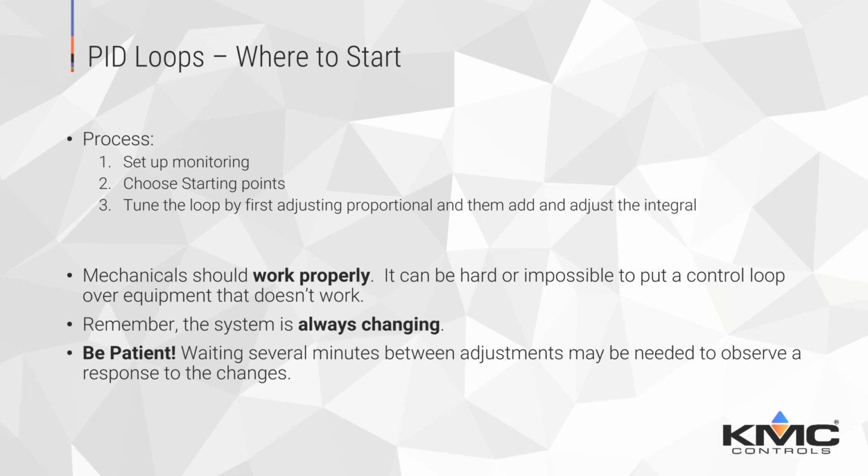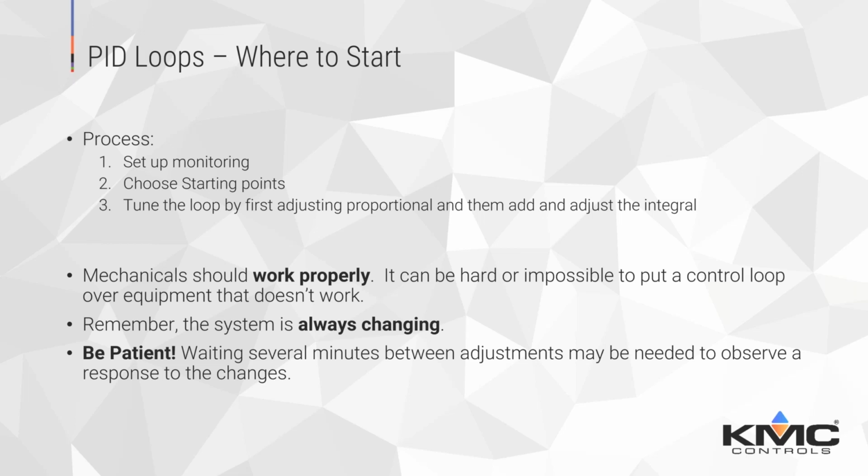A couple qualifiers here. We want to make sure any of the mechanicals in the system are working properly. It can be very hard, sometimes impossible, to put a loop on top of equipment that isn't working properly. One, because we're not expecting how it's working, but we're putting a Band-Aid over the top of something that maybe isn't going to respond as that loop's expecting.